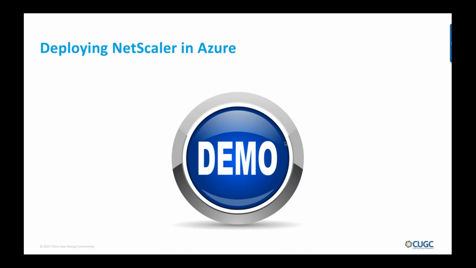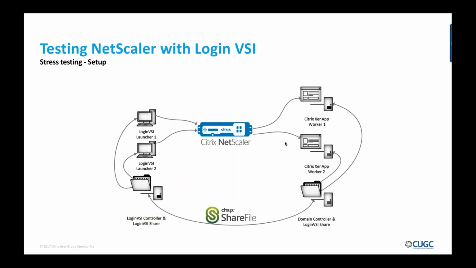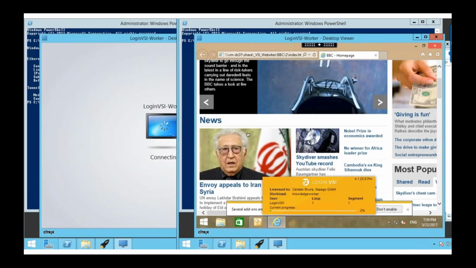So I decided to test a little bit what performance we get with NetScaler running on Azure. Therefore, I used Login VSI. I had a little setup for stress testing. Login VSI is a tool which will open up sessions on XenApp systems. Therefore, you have the Login VSI launcher, which you can see on the left side. I created 4 launchers to handle 100 sessions. Each launcher will cover 25 sessions against my NetScaler and start them on my XenApp environment. The XenApp environment is running on Azure, like my NetScaler.